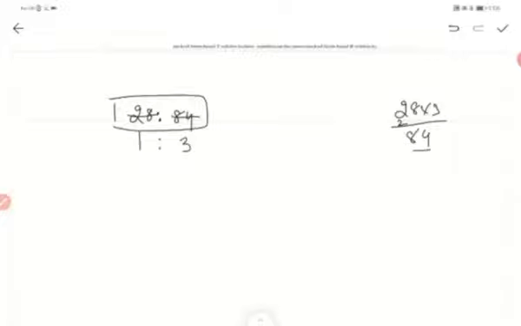You can get different equivalents of 28 is to 84 like this by dividing them with 2. Let me divide both the antecedent and consequent with 2. 2 ones are 2, 2 fours are 8, 2 twos are 4. So 14 is to 42 is an equivalent of 28 is to 84. You will get many equivalents for a ratio.